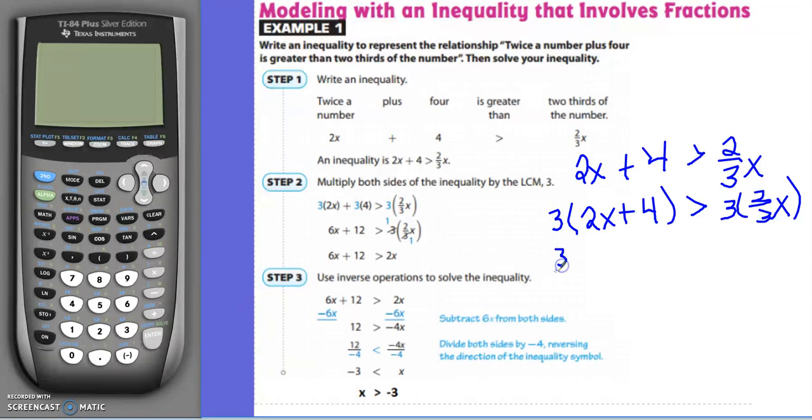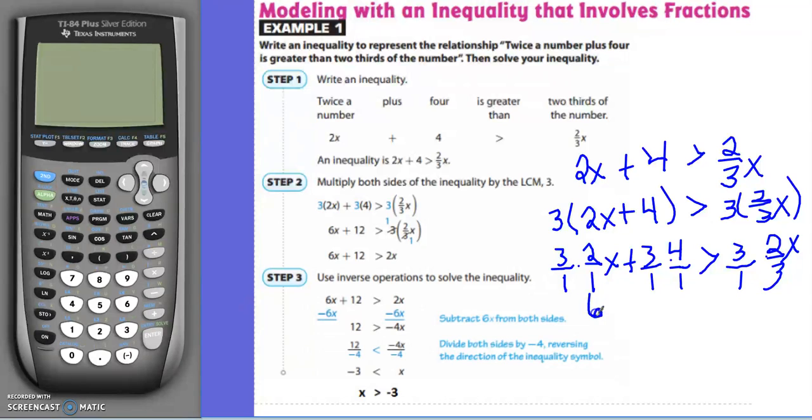All right, so when we do 3 times 2x plus 3 times 4 and 3 times 2/3 x. Okay, here nothing can cancel out, so it's just 3 times 2, which is 6x. Nothing can cancel out here, so it's just 3 times 4, which is 12. And here we can cancel out the 3's, so we're left with 2x.